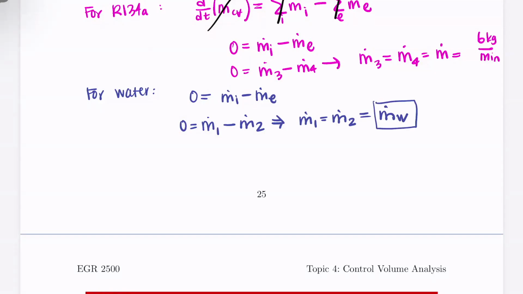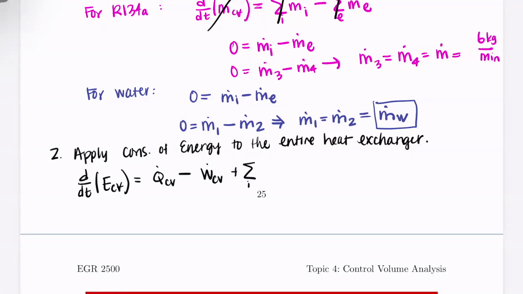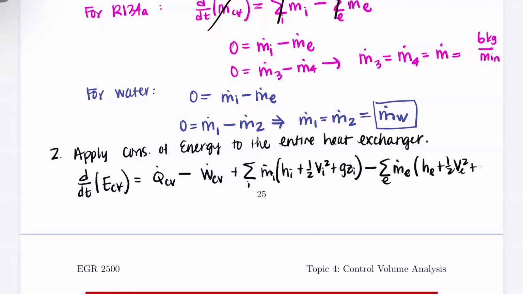Okay, so that's good. So now we're going to apply conservation of energy to the entire heat exchanger. We have the time rate of change of the total energy in our control volume is equal to Q dot CV minus W dot CV plus the sum of the inlet energies. So we have enthalpy plus kinetic energy plus potential energy, and then minus the energy flowing out at the exits. So again, we have enthalpy, kinetic energy, and potential energy.